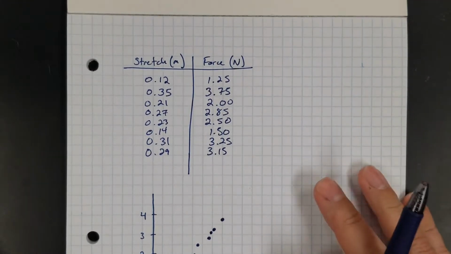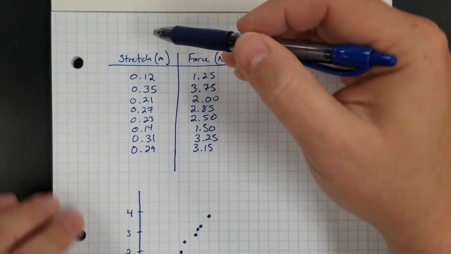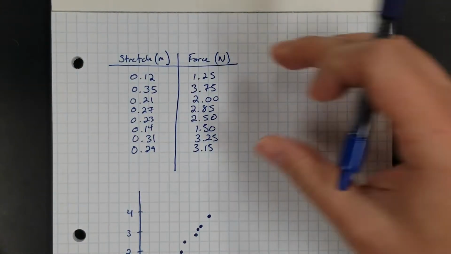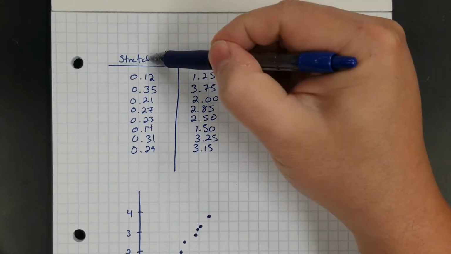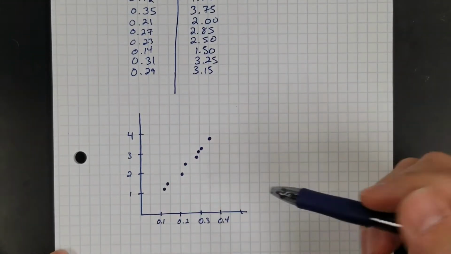All right, doing a linear regression in your calculator is pretty easy. So here I have some data, stretch versus force, right? What I did was I pulled a spring and stretched it, and I measured the force that it took to stretch it that distance. And so I can see down here that this is a linear relationship.